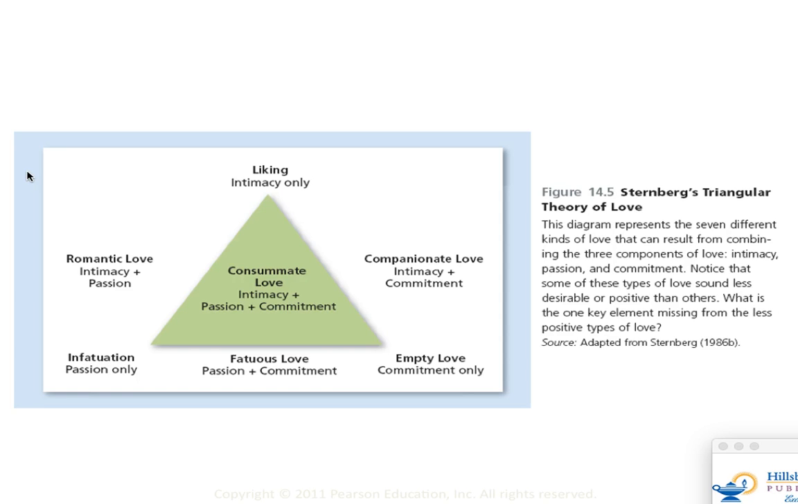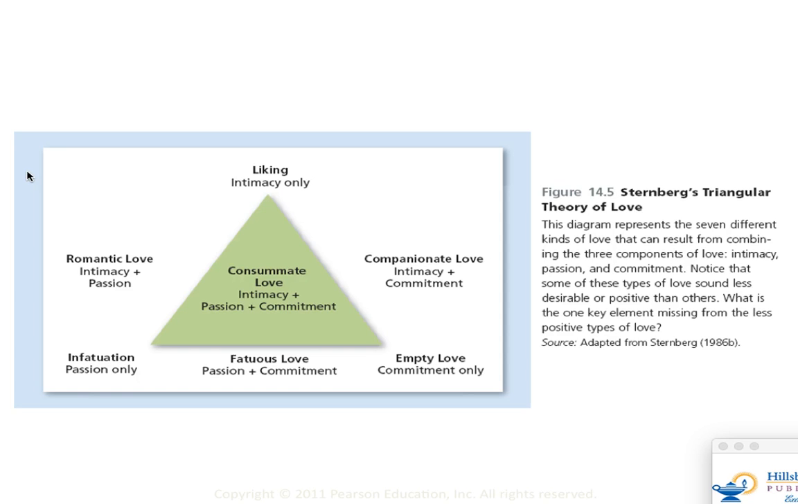Commitment is the long term. At the end of the day, they're your ride or die. They're going to stay with you as long as you possibly can. Fatuous love is passion. Passion's the sex part, the sexual attraction and all that. And commitment is obviously that long term. Romantic love is the intimacy, where you can be who you are, and that passion, the sexual attraction. Those are your three major components, and every single relationship can be broken up into these three.